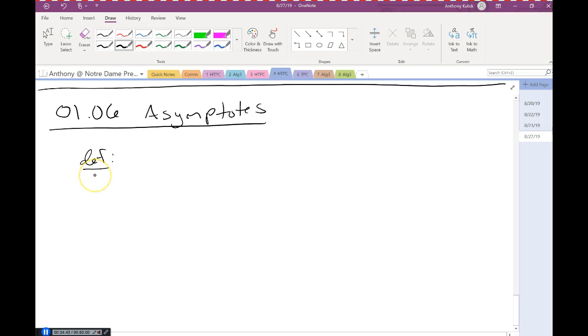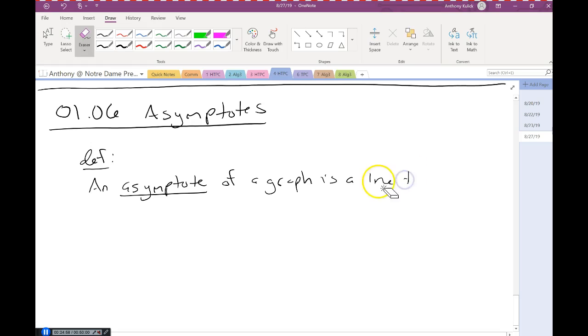So I'm going to phrase this as: an asymptote of a graph is a line that the graph, I'm going to say approaches, is the verb I'm going to use there, but never touches.